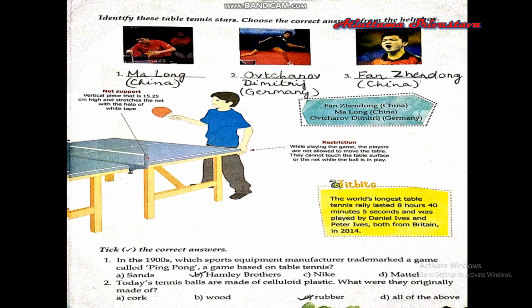Let us see and learn about some of the famous table tennis stars. Ma Long is a star from China. Dimitrij Ovtcharov is a player from Germany. Fan Zhendong is a player from China. These are well-known players.